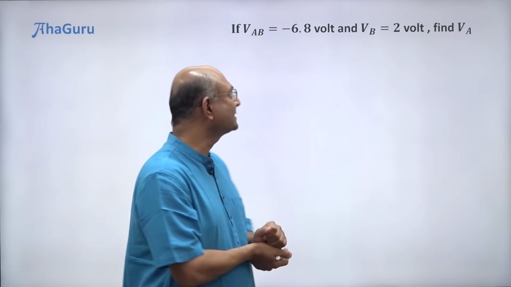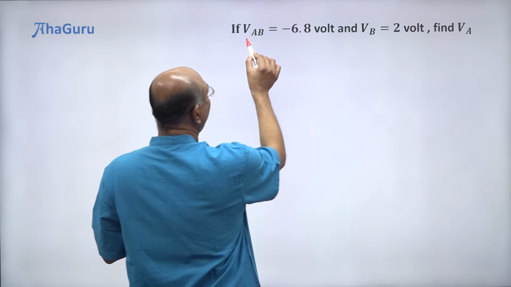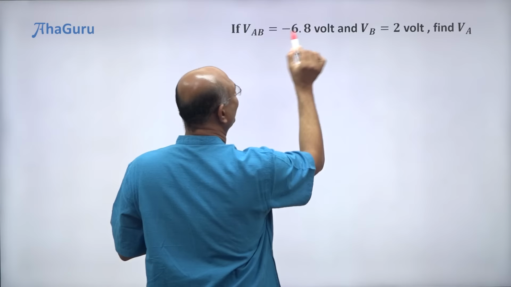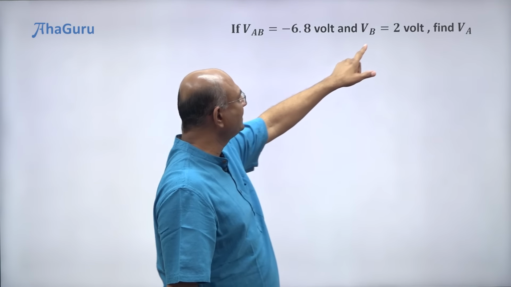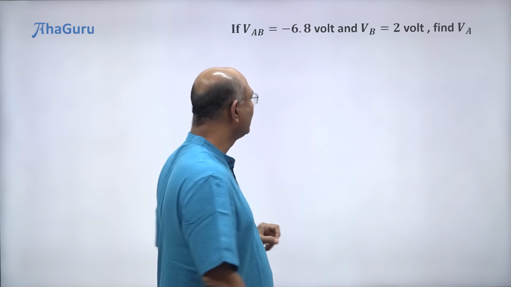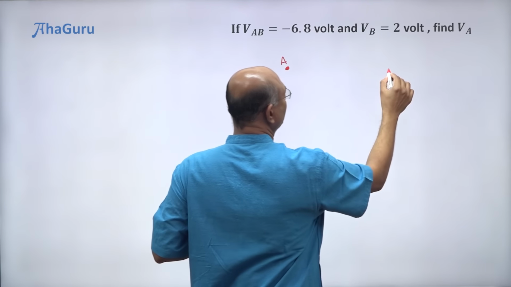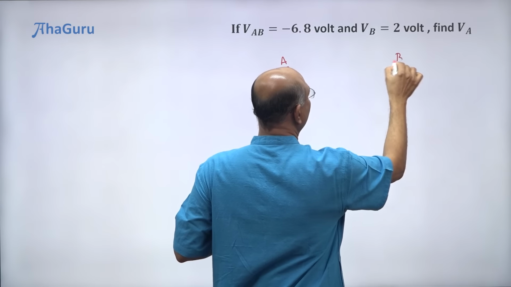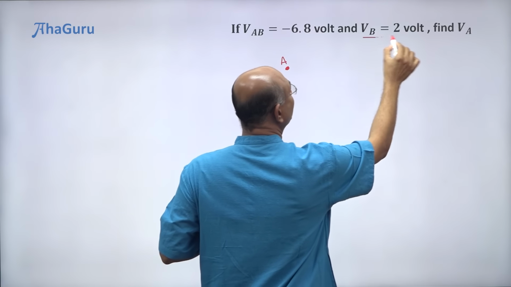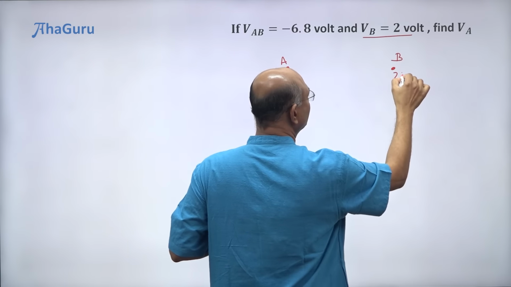Let us now look at this question. If VAB is minus 6.8 volts and VB is 2 volts, find VA. Always draw a diagram. So I'm going to take this point, call it A. That point I'm going to call B. At B the potential is 2 volts, so this is 2 volts.